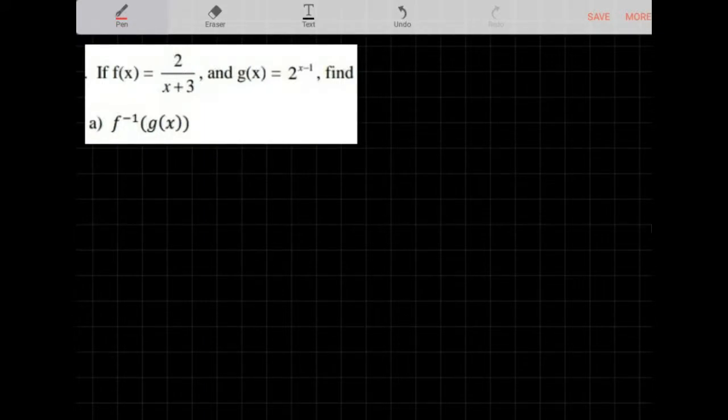Alright, if f of x is equal to 2 over x plus 3 and g of x is equal to 2 to the power x minus 1, find f inverse of g of x. Well, first we need to find f inverse of x, right? So f inverse of x is the inverse function of f of x.